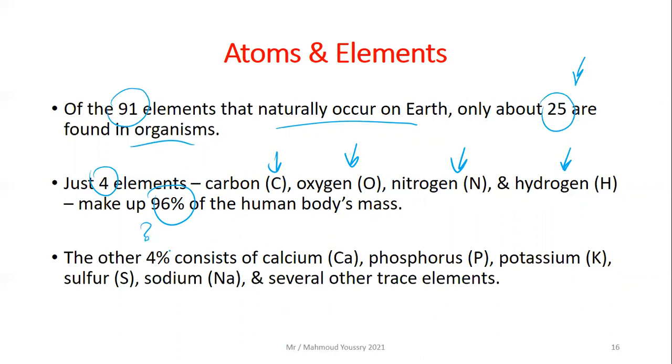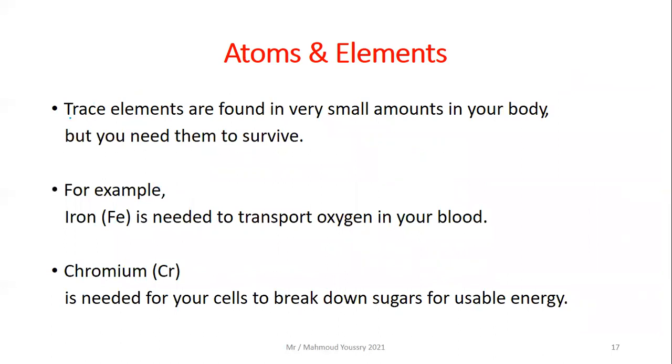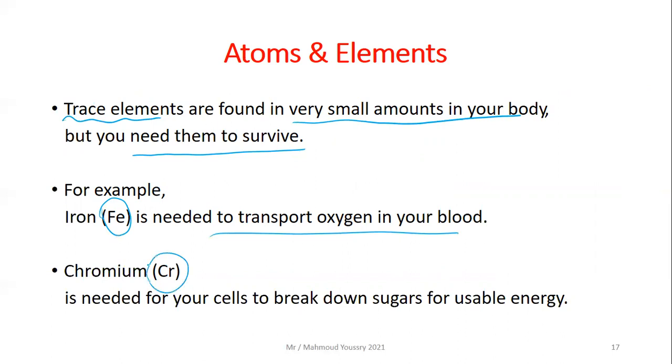What about the rest, the 4%? Here it is. The other 4% consists of calcium, phosphorus, potassium, sulfur, sodium, and several trace metals. What about the trace elements? Trace elements are elements found in very small amounts in your body, but you need them to survive. Like what? For example, iron. Iron is needed to transport oxygen in your blood. This is very important. Chromium is needed for your cells to break down sugars for usable energy.